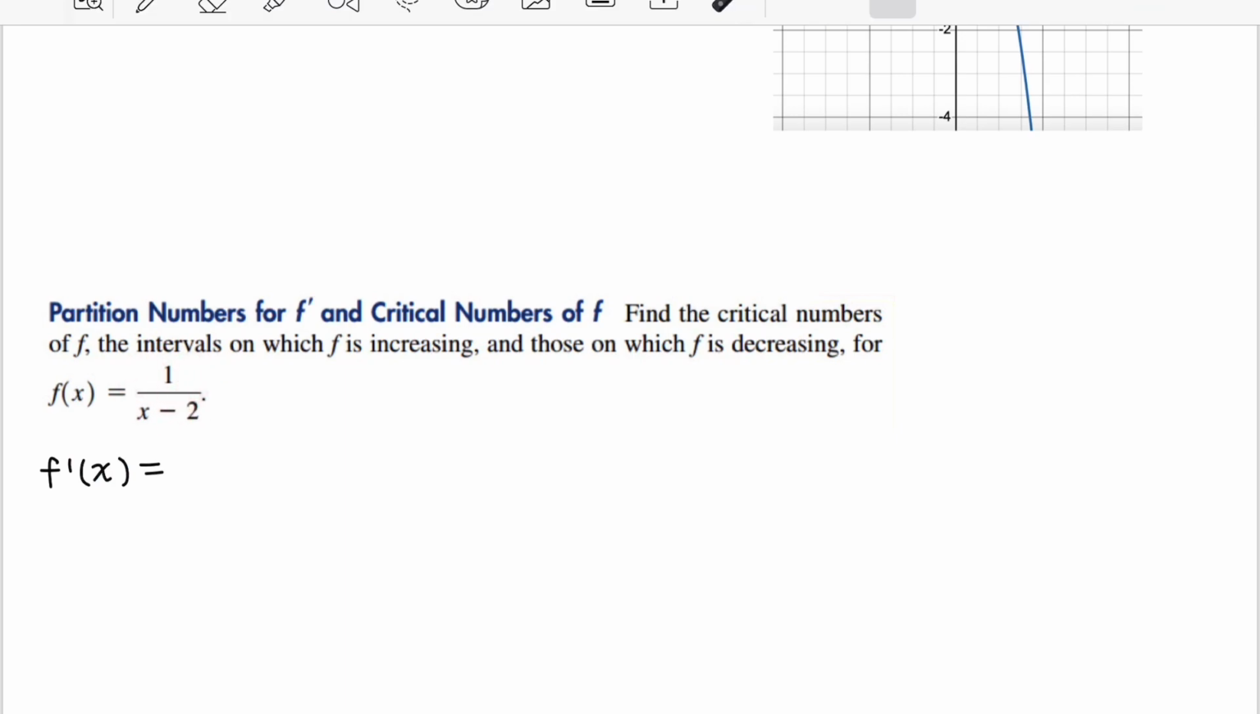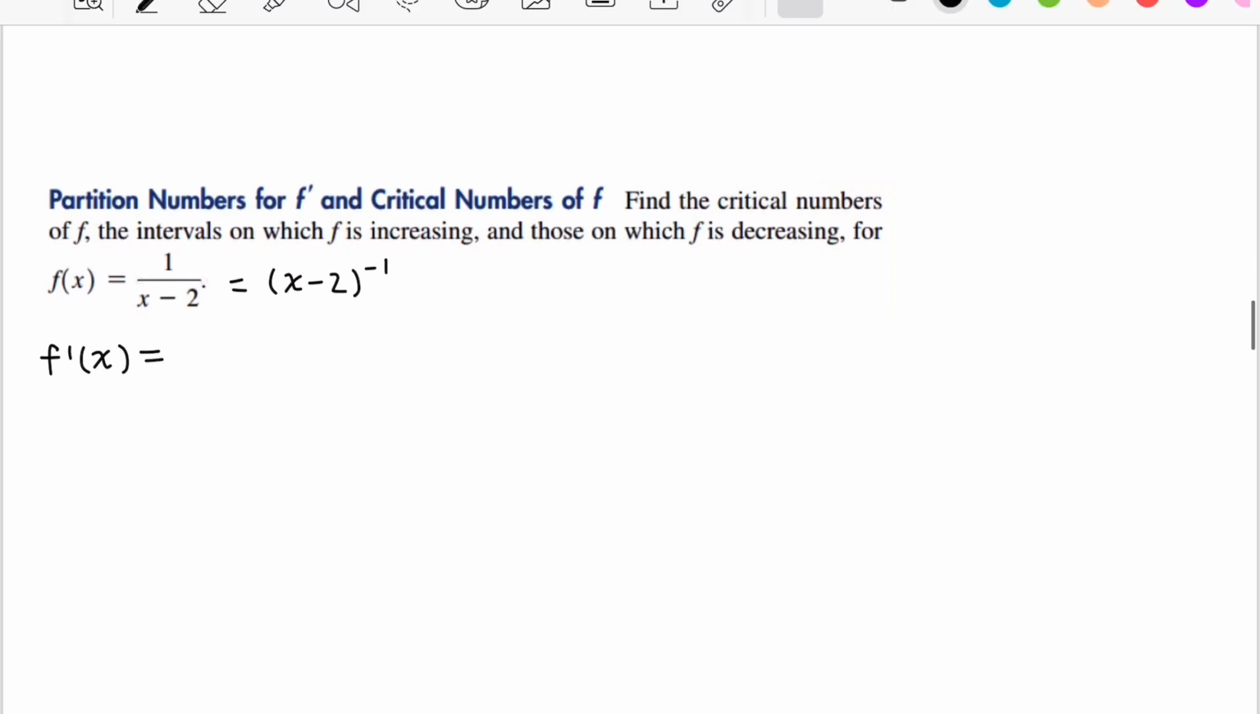So we can rewrite this guy as this here. Oh, sorry, this should just be negative 1. As this here, and do our power rule with our chain rule. So in this case, we would have negative 1 to the power negative 1 minus 1, so negative 2. So we get negative 1 on top, and then we have x minus 2 squared.